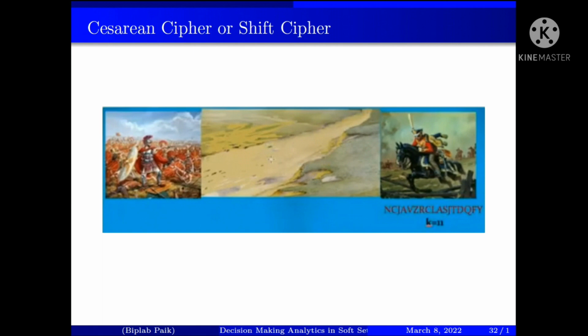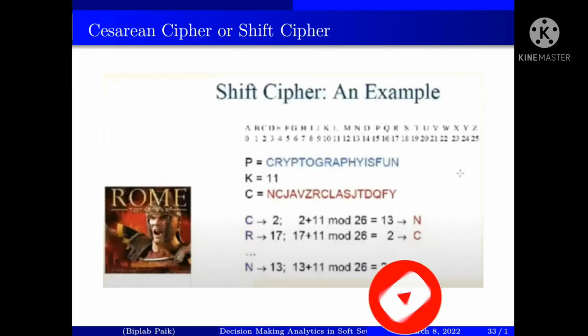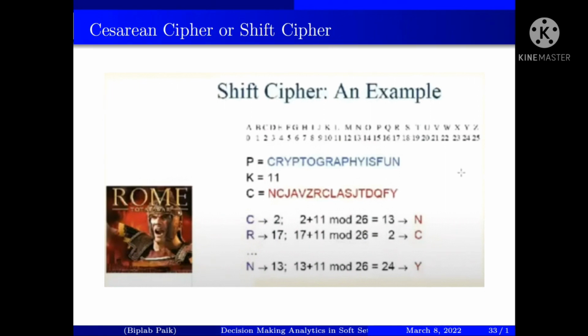The question is how Julius Caesar converted the original message into this using k equal to 11. So here the plain text is "cryptography is fun" and k equals 11. At that time he did this in Roman, but this time let us explain it with the English alphabet. We know that there are 26 letters in the English alphabet, and consider that A is assigned 0, B is assigned 1, C is assigned 2 and so on. Since we started from 0, Z will be 25. So basically the roll number of A is 0, the roll number of B is 1 and so on.